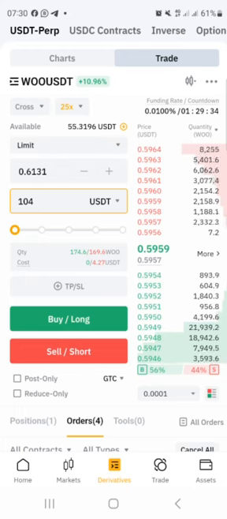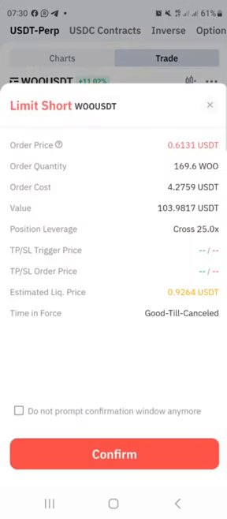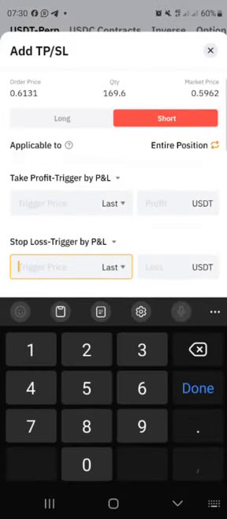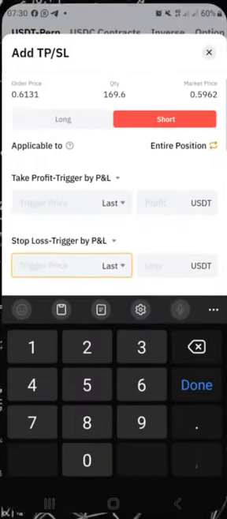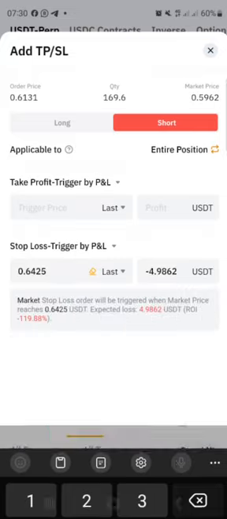And another thing you need to watch out for when you are placing a sell or short trade: once you click on sell short, it's going to bring a confirmation page out for you. So one thing you need to look at is the estimated liquidation price. Here it's showing 0.9264, and if you remember, let me go back and put this stop loss. Remember our stop loss was 0.6425. This was our stop loss.